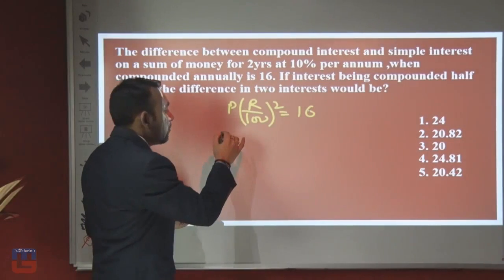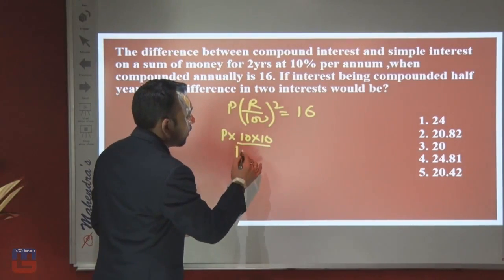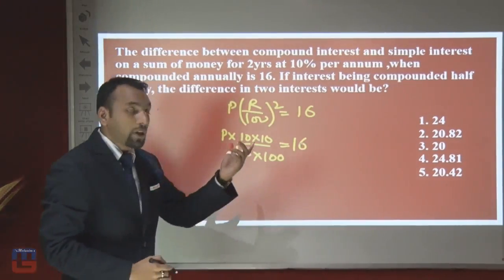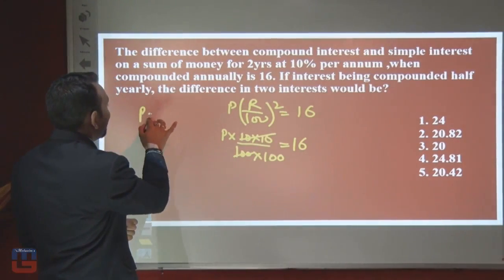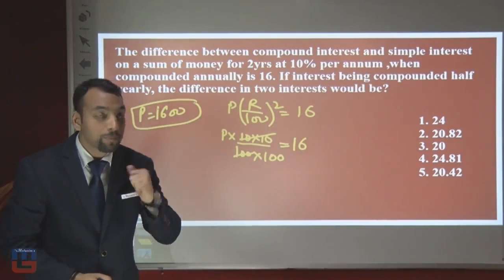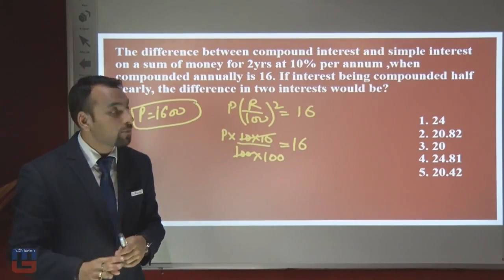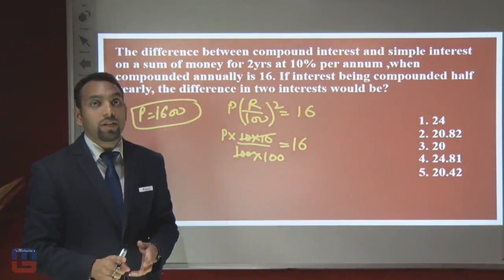Now see, P we have to find, the rate we have given is 10, so P into 10 by 100 into 10 by 100, and this will be equal to 16. Now see, this will be cancelled by this one. So here we have the principal equal to 1600. Now the principal we have is 1600, the rate is 10%, and the time is 2 years, and we have to find it if interest is compounded half yearly.